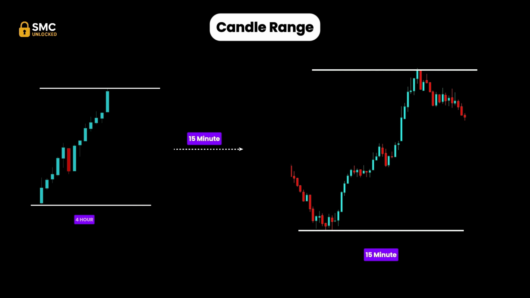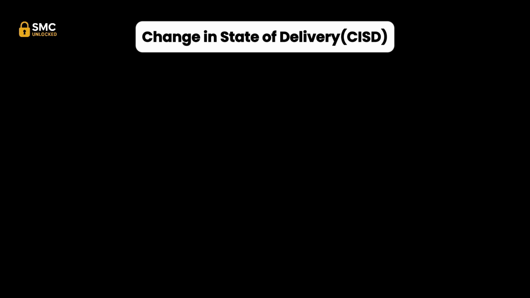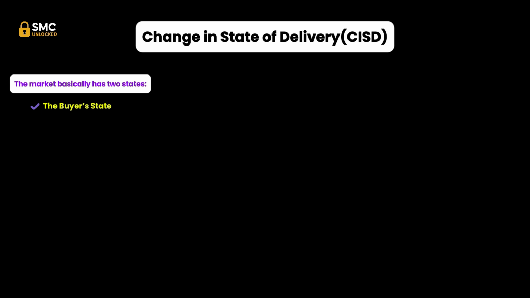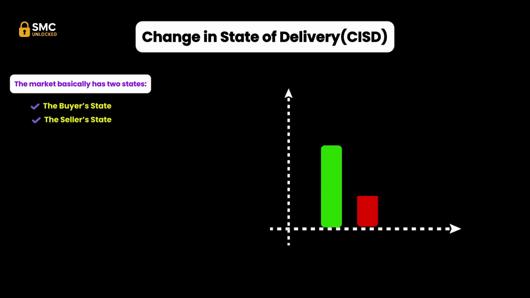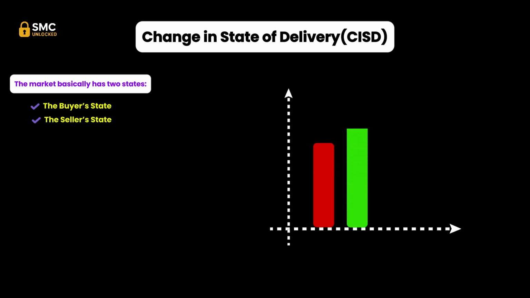Now comes the most important part: CISD, or change in state of delivery. Do not skip this, because this is where the magic happens. The market basically has two states: the buyer's state and the seller's state. Whenever buyers are dominating the market and suddenly sellers take over, that's CISD. And the exact opposite, when sellers dominate and buyers take over the control, again, we have CISD.